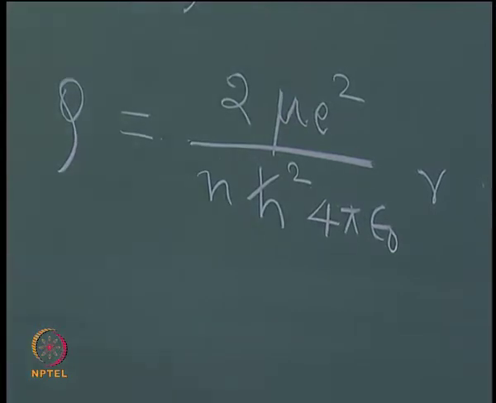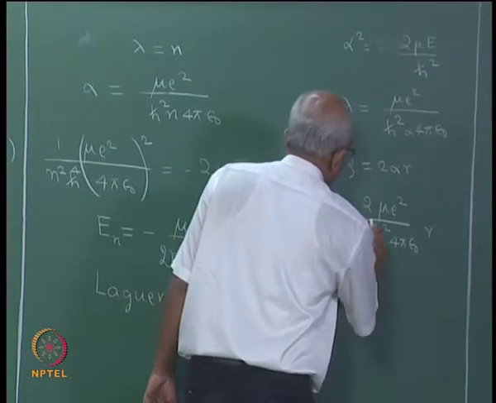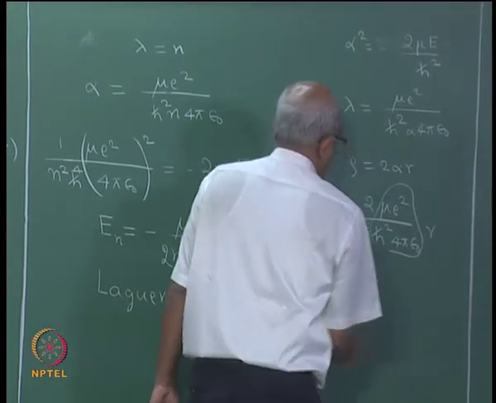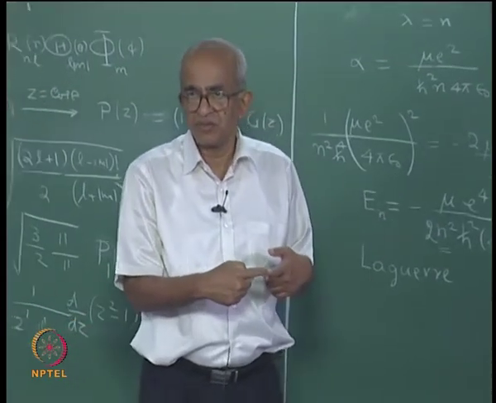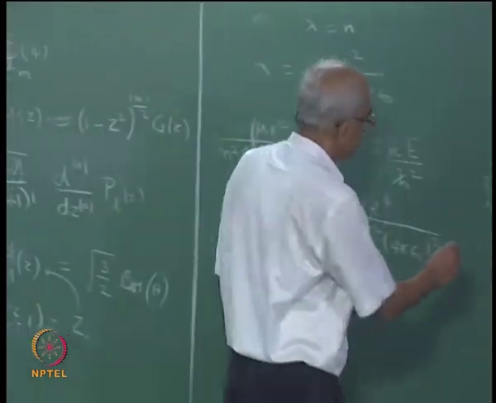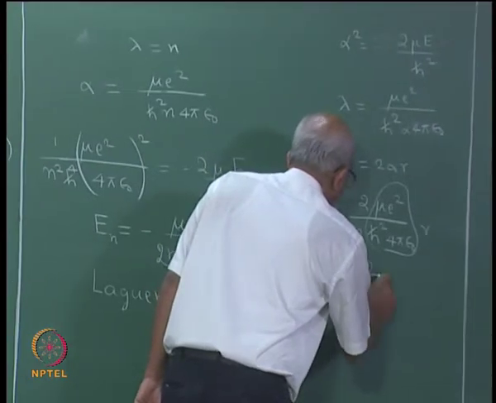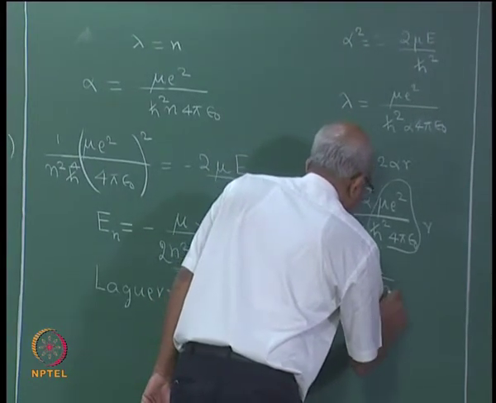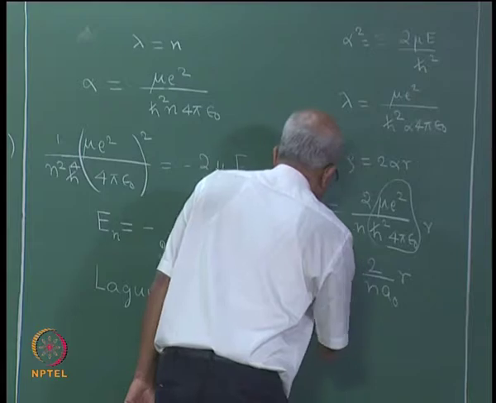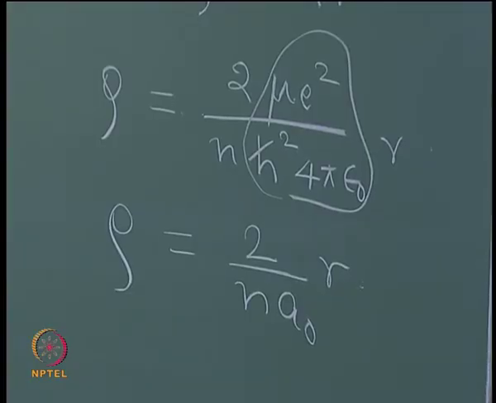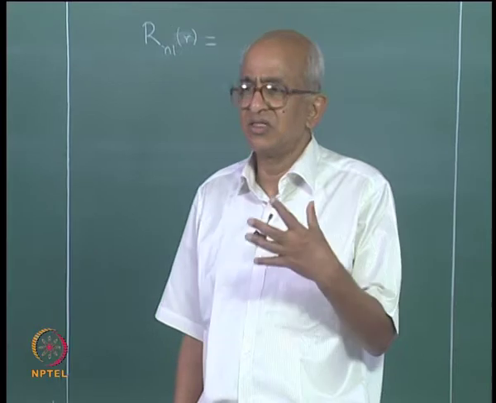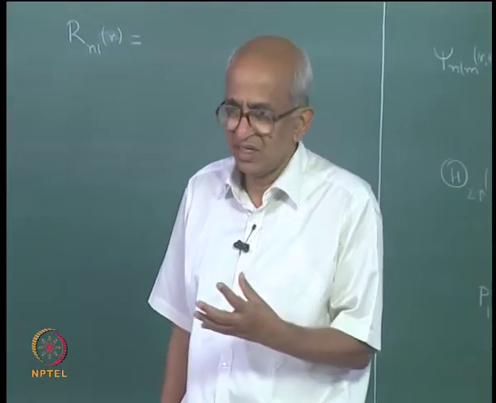Agreed. And now this constant, this whole thing, I am going to call it 1 by A0. That whole thing is 1 by A0, so that I would have 2 divided by n A0 into r equal to rho. Now, you may ask, why did I introduce this A0? The reason is that A0 is something that is very physical.